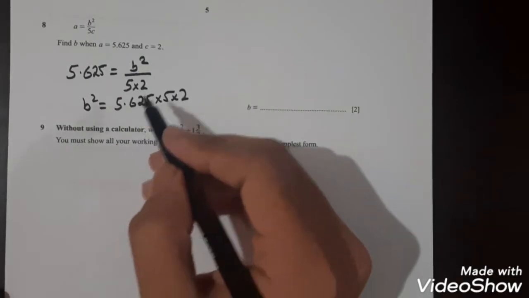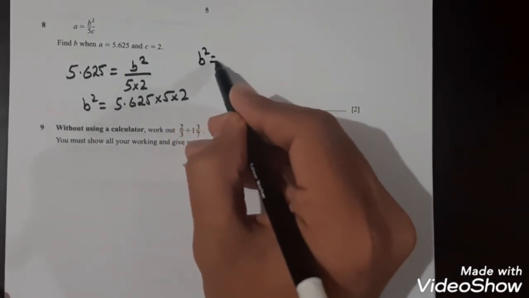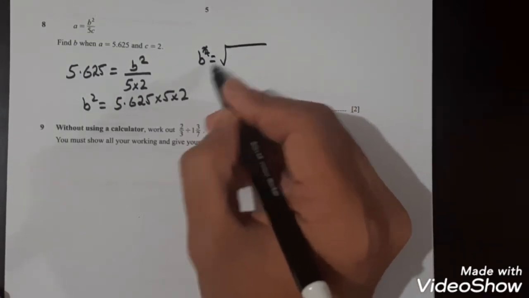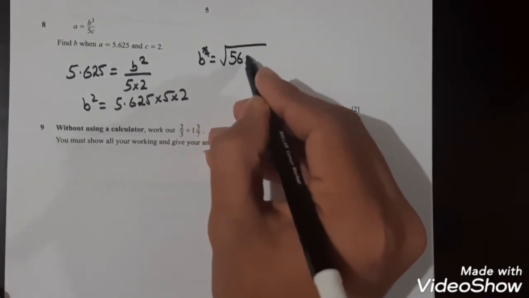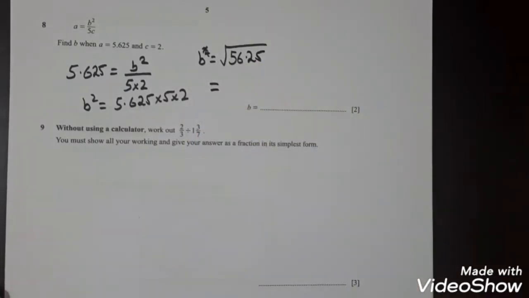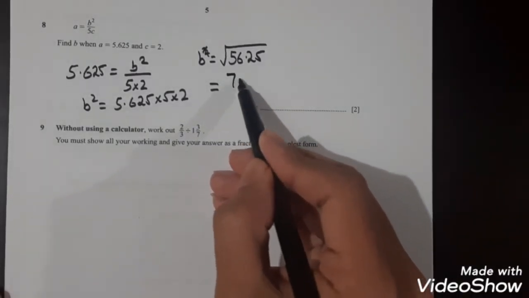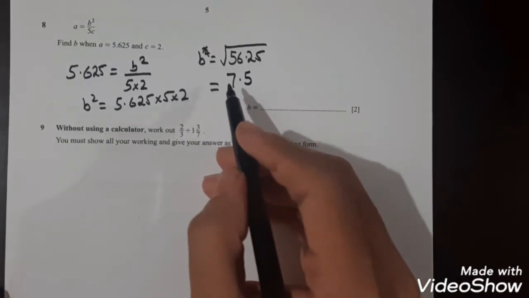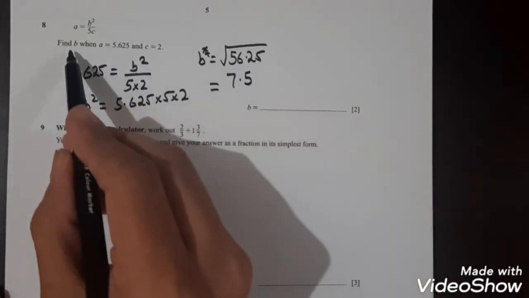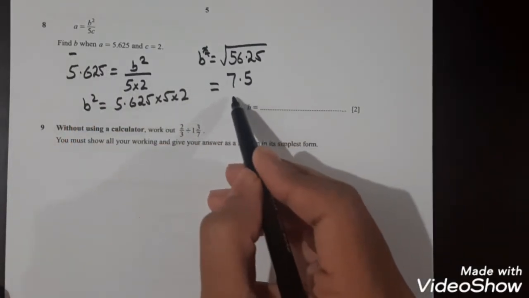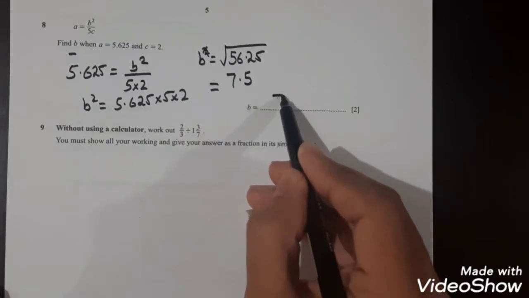So then we will write b squared is equal to, square root of 56.25, which will be over here, it will be 7.5. So the value of b is 7.5. So we will write this as b.